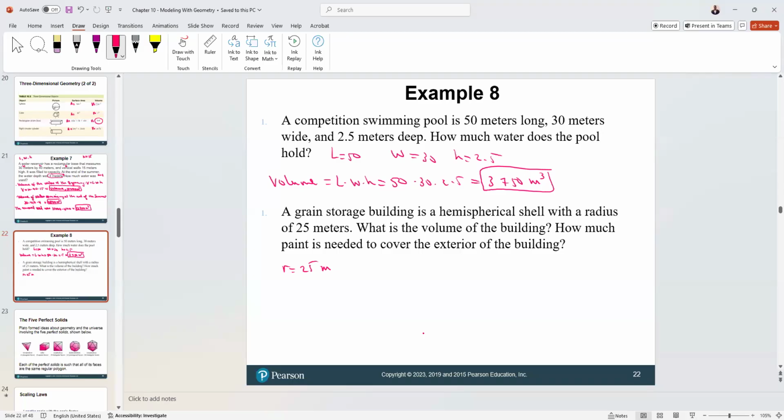For a hemisphere, we know the volume of a sphere is 4 pi r cubed over 3. Once you know what it is, you can do it. But they asked, what is the volume of the building? The grain building is a hemispherical shell with a radius, and the building's volume is 4 pi r cubed over 3.